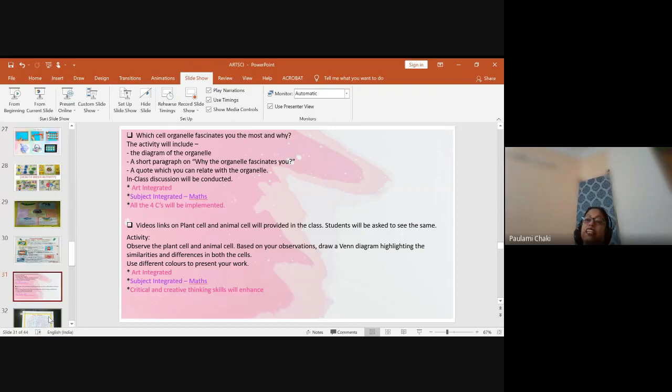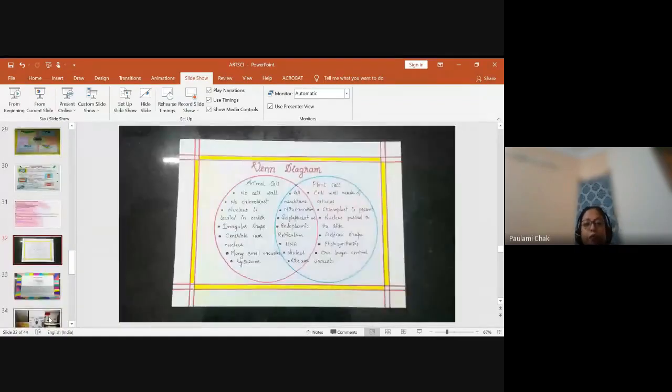And then I said, okay, we will do one activity. What activity? In that activity, you have to write a short paragraph on why the organelle fascinates you, and before that you will draw the diagram, and then you will write a quote which relates with that organelle, and this you have to do in calligraphy. See how different forms of art I am using. So it was art integrated, it was subject integrated, and all the forces were implemented, because I asked them to discuss also before doing it. So I will show you how it came up.